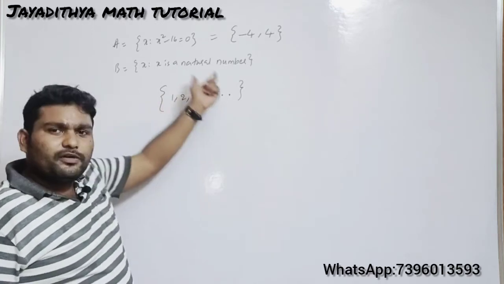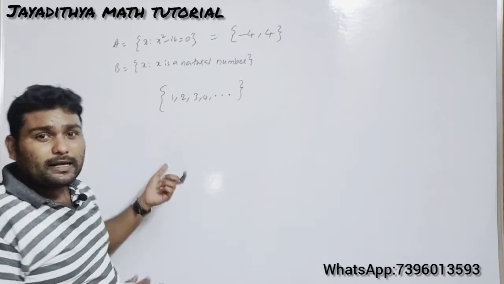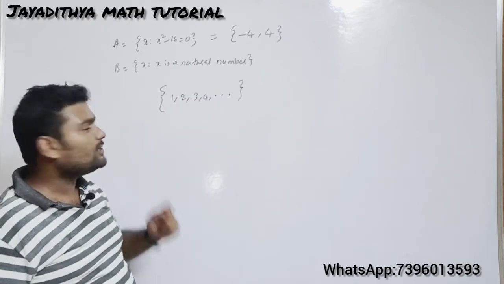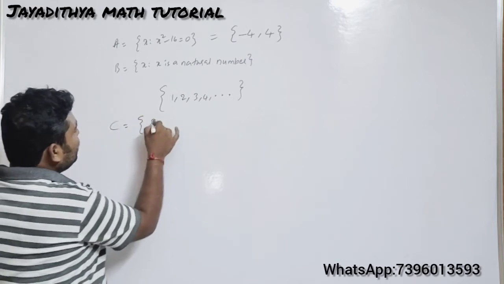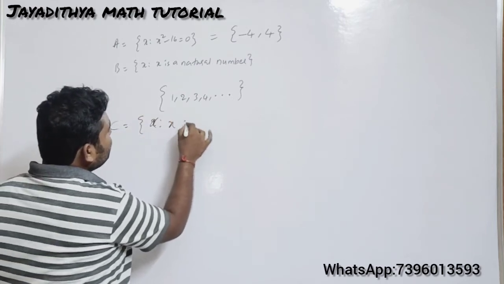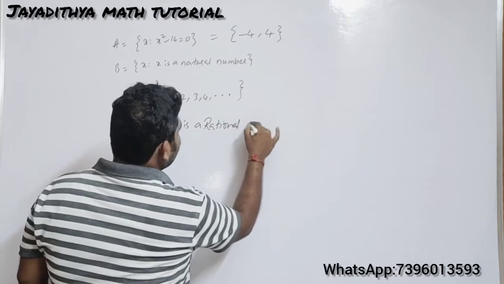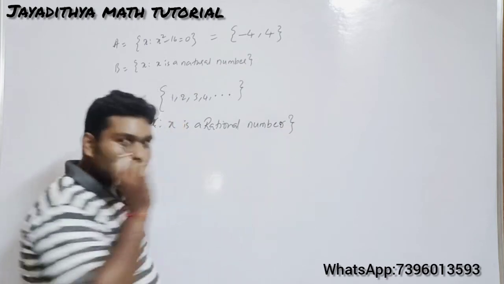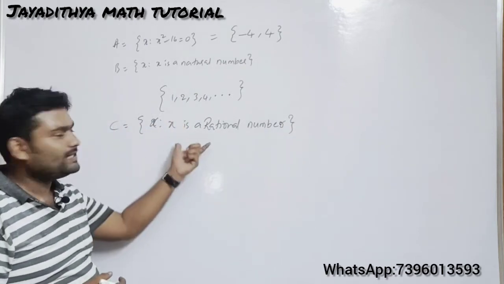All the finite sets you can show in roster form, and some infinite sets also, like the set of natural numbers, you can show in roster form. But can you show the other set, x such that x is a rational number? Can you write this set in the roster form here? No, you cannot represent this kind of set in roster form.